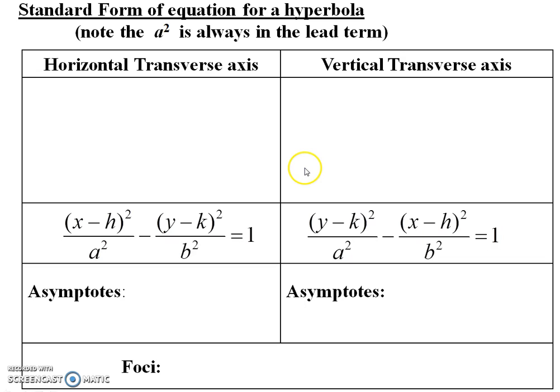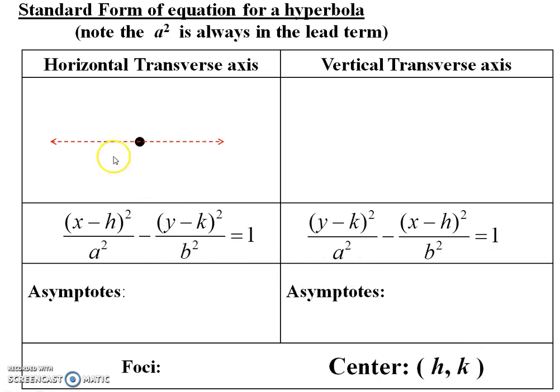So in this box here, let's just draw a little picture. This doesn't have to be perfect. The center, again, is going to be (h, k). (h, k) was the vertex of a parabola. It was the center of a circle. It was the center of an ellipse. It's also the center of a hyperbola.